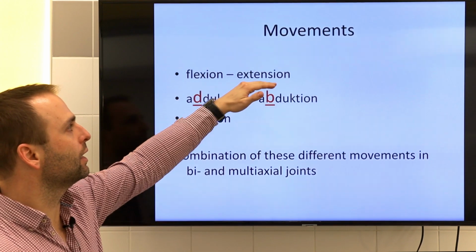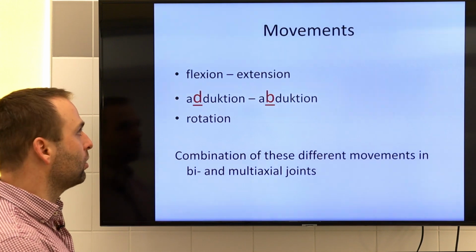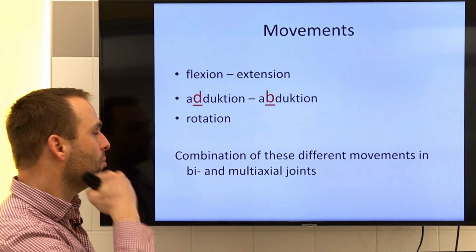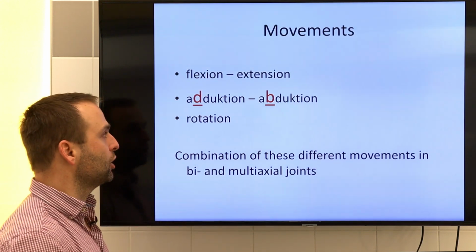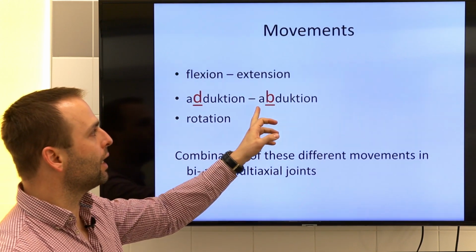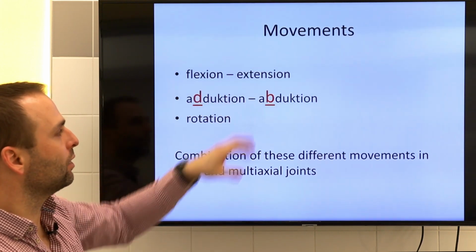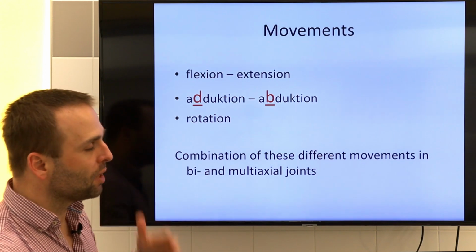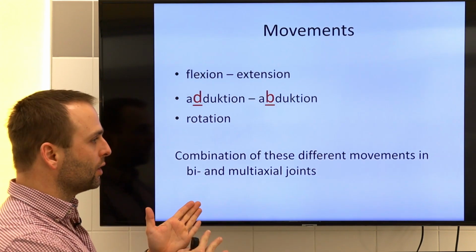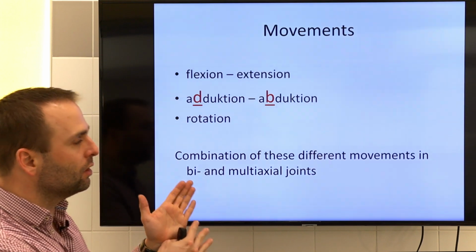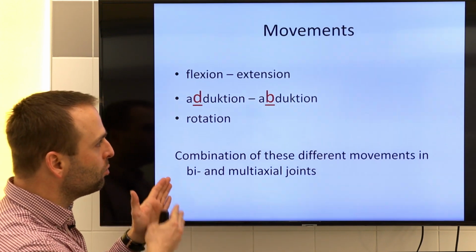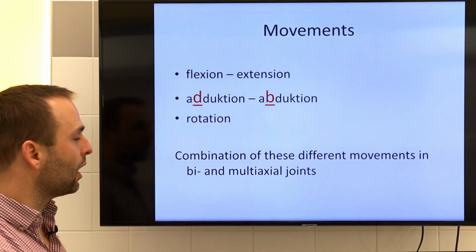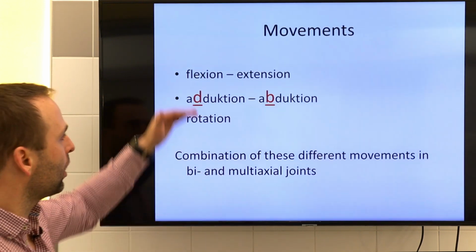So flexion and extension. Stretching is extension, so stretching out like the elbow, and bending or flexing, that's flexion. Adduction and abduction. Only one letter difference, but these are opposite movements. Adduction, AD, means moving towards the body. Abduction means moving away from the body. And rotation can be internal rotation and external rotation.